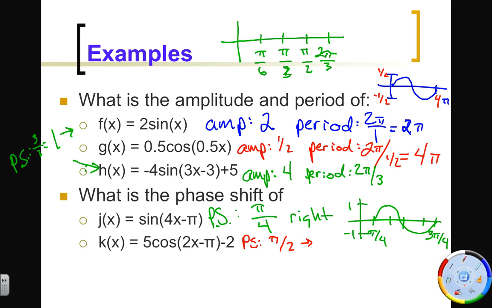That actually finishes us off for the first video, just looking at the basics and looking at the parent function. The second video is going to be, as I mentioned, just the graphing. So graphing examples and that sort of stuff.